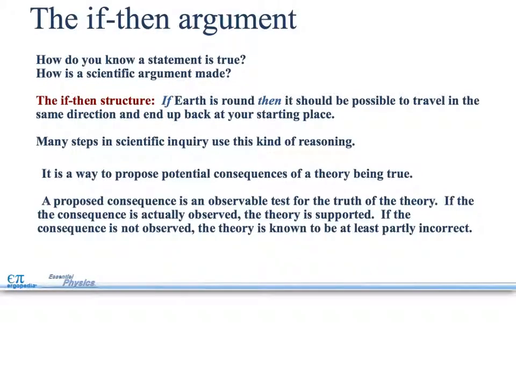Many steps in scientific inquiry use this kind of reasoning. It is a way to propose potential consequences of a theory being true. A proposed consequence is an observable test for the truth of the theory. If the consequence is actually observed, the theory is supported. If the consequence is not observed, the theory is known to be at least partly incorrect. That's pretty important there, that partly incorrect. You might just have part of it wrong, not the whole thing wrong.